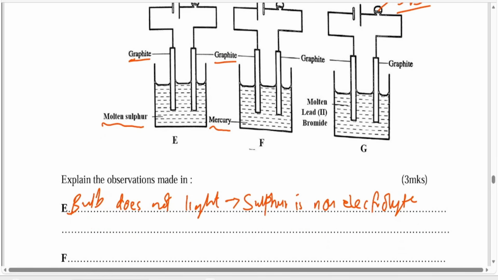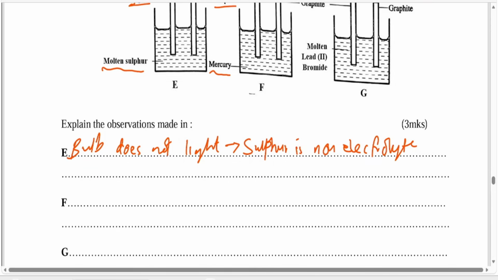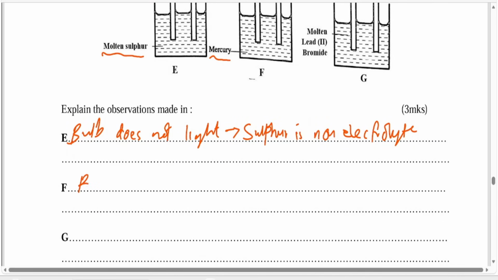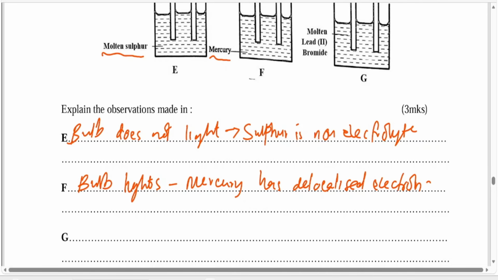Then we have F. In F, we have mercury, and as we know, mercury is a liquid metal at room temperature. And metals have delocalized electrons. So here we say the bulb lights, because mercury has delocalized electrons.